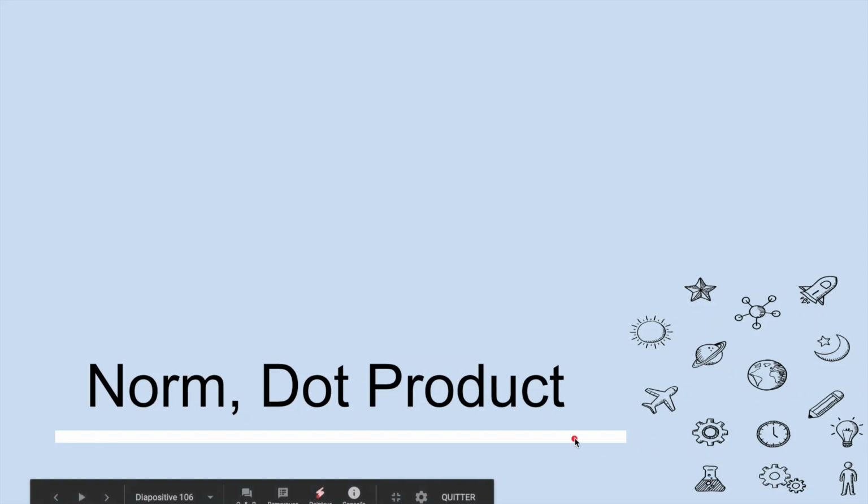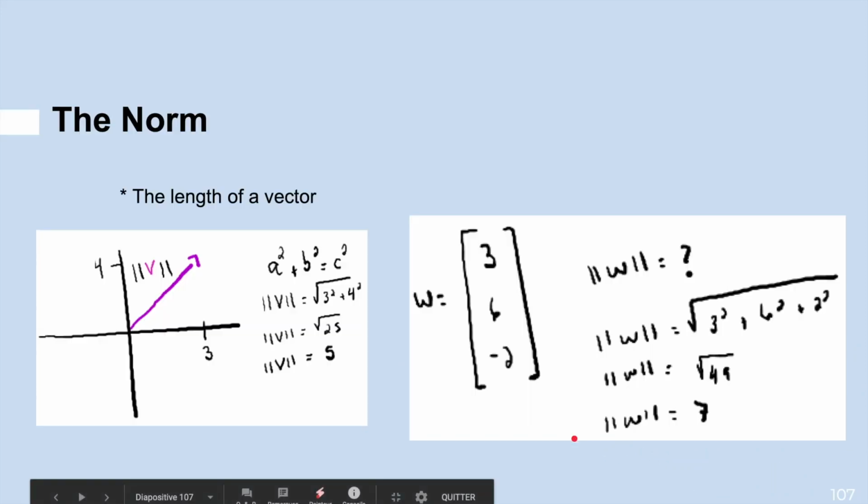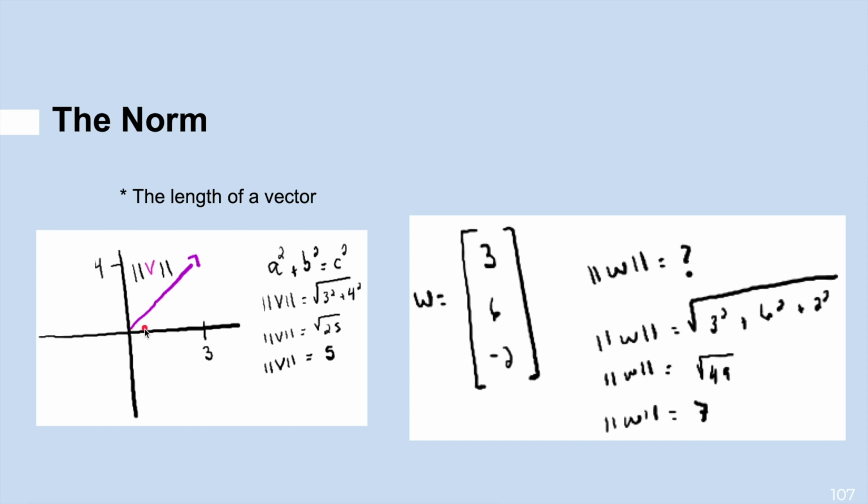So this video is all about the norm and the dot product. What the norm is, it's actually just the length of a vector. So if we look here at this purple one, we see that it is 3 to the right and 4 upwards. Now we can just use Pythagorean's theorem to figure out what its length is because it's a right angle.